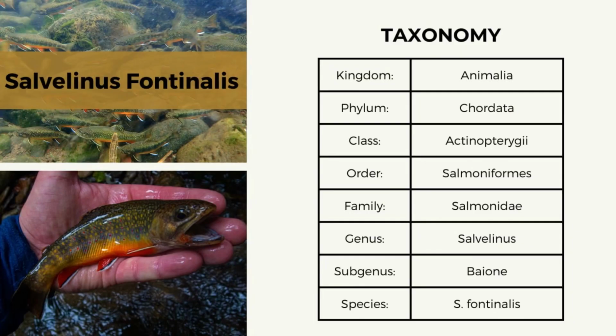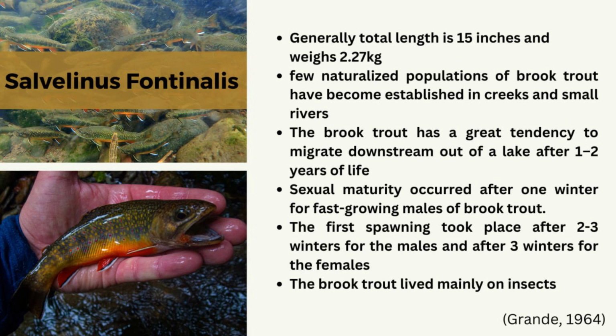Next is the taxonomy of the Salvelinus fontinalis. The kingdom is Animalia, the phylum is Chordata, the class is Actinopterygii, the order is Salmoniformes, family is Salmonidae, the genus is Salvelinus, the subgenus is Baione, and the species is Salvelinus fontinalis. The general total length of the Salvelinus fontinalis is up to 15 inches and it weighs up to 2.27 kilograms.